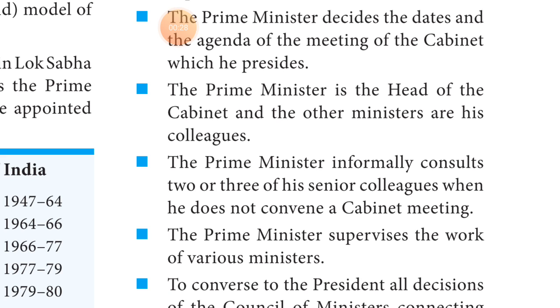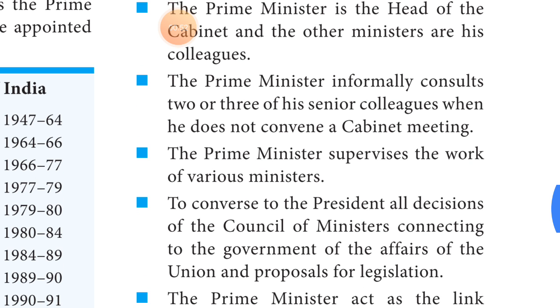The next function of the Prime Minister: the Prime Minister supervises the work of various ministers. He supervises all the ministers' work, like the Education Minister, what they are doing, and the Health Minister, Law Minister, etc. Every minister he is supervising, whether they are doing well or not. This is another important function of the Prime Minister.